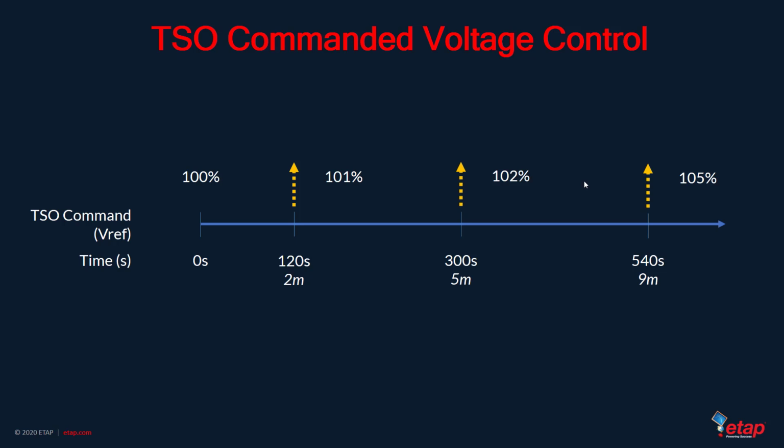So by introducing a capacitor bank, a reactor bank, a static VAR compensator, or even a STATCOM, you can essentially offload some of the burden onto these devices. So let's take an example of a TSO commanded voltage control where we are varying the voltage from 101 to 102 to 105% with our inverters in the system and our STATCOM that is not sized appropriately, and see whether we can deliver the voltage that has been commanded by the TSO.